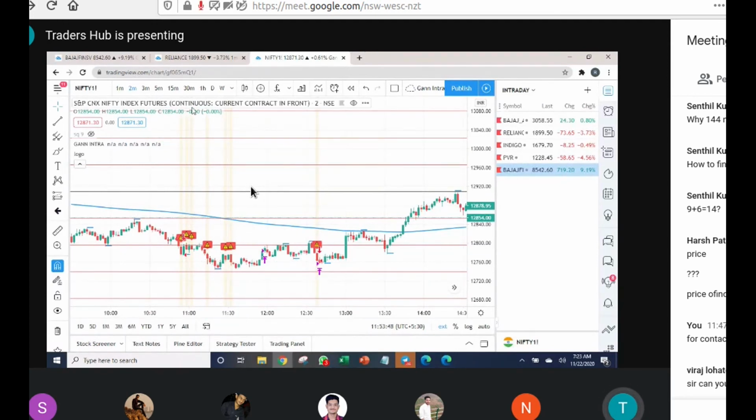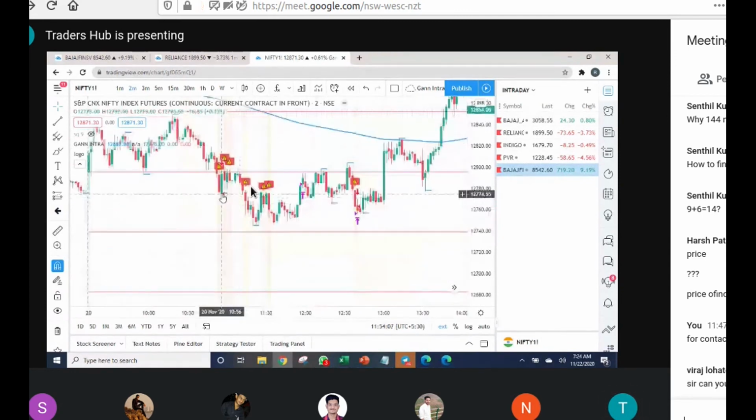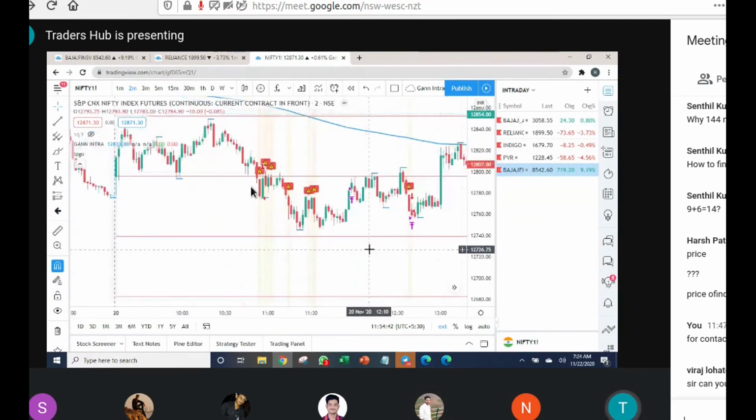Day before yesterday I gave 100 points, it gave a move, and 2 or 3 days before it gave around 120 points. You notice here, from here it gave approximately 50 points. So you get a minimum of 50 points for Nifty, and for Bank Nifty you get a minimum of 200 points. So as a trader, you should identify the trending stock.